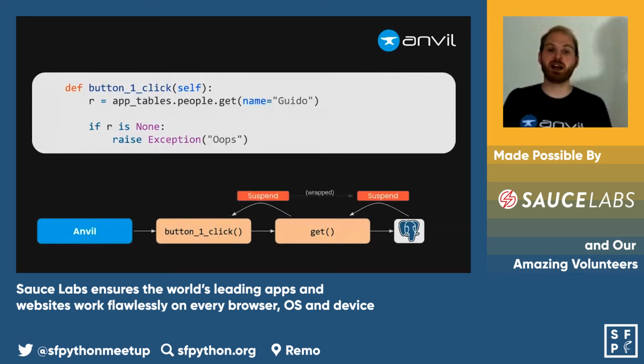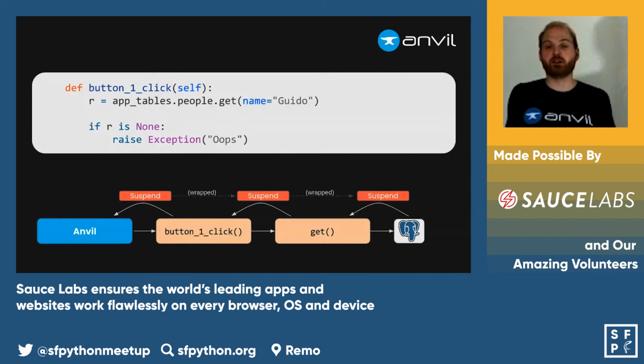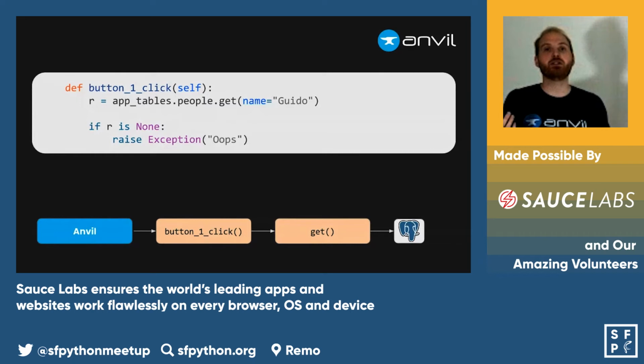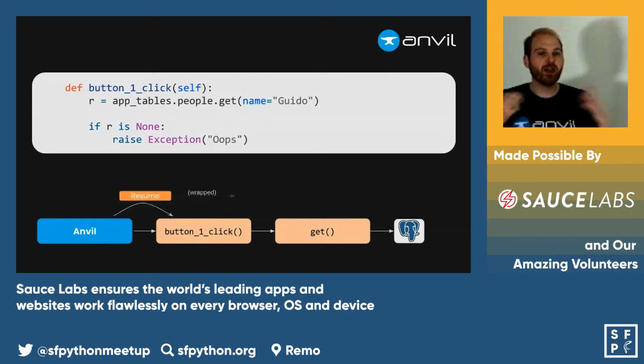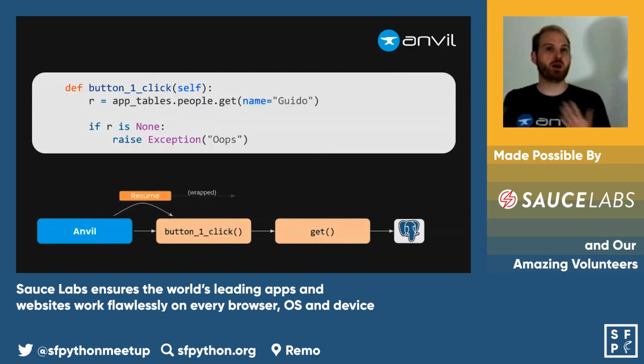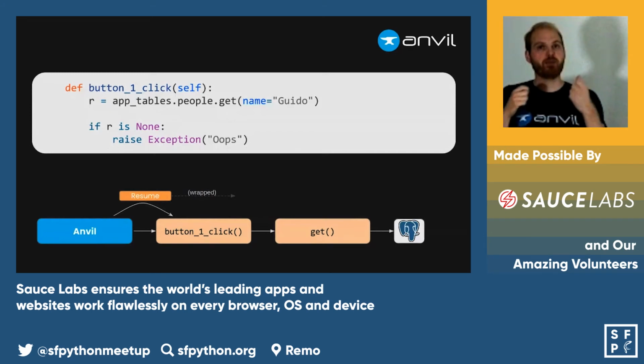And it returns that to button one click, which does the same thing. It realizes it's been given a suspension, it saves its locals, saves its temporaries, saves where it is in the function, and returns a suspension to the runtime, which then sits on it and goes, okay, well, my code's blocked. But a few milliseconds later, the database is going to get back to us. And it's going to resume a promise in JavaScript. And so the runtime is going to resume the suspension. And that's a special way of calling the button one click function, but saying, actually, I'm asking you to resume from here, from this suspension.